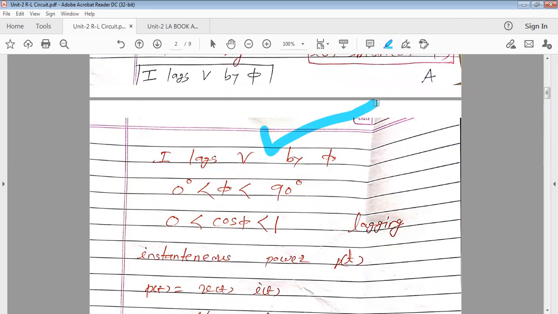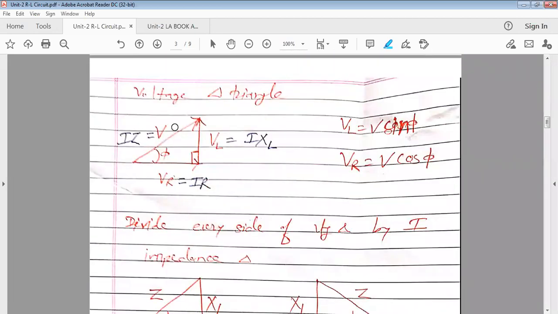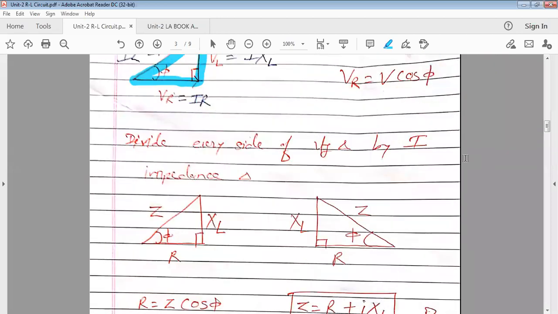Is the power factor nature lagging or leading here? Current lags voltage. That's why the power factor nature is lagging. Then what we got is the voltage triangle. Its mirror image you can also draw. If you get asked for VL or VR, you can use this formula also: V sin phi, V cos phi.